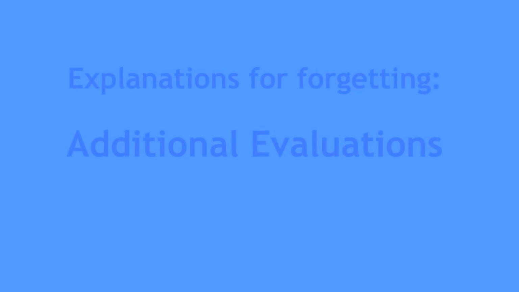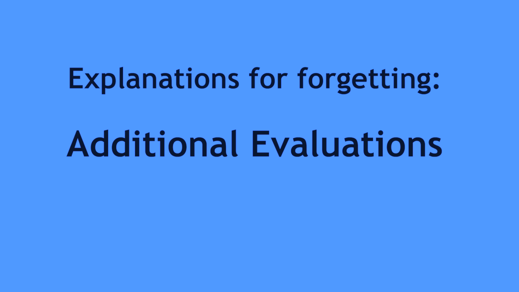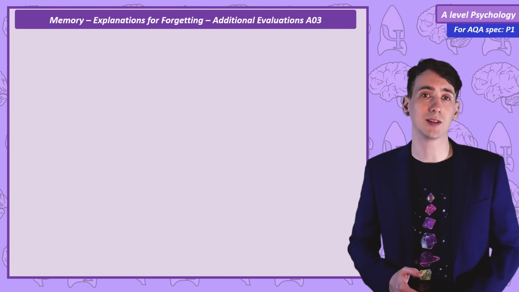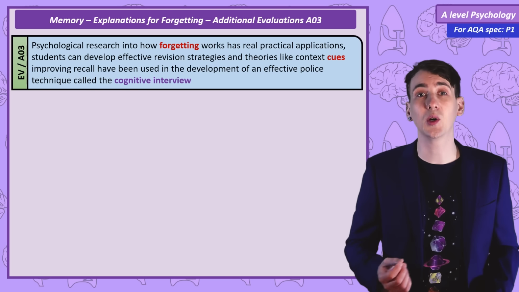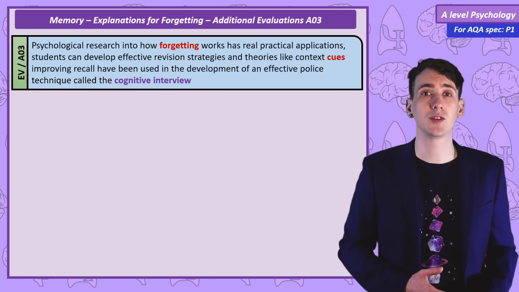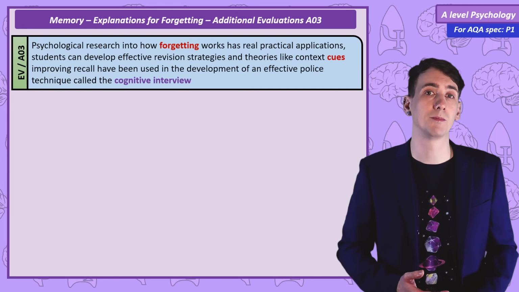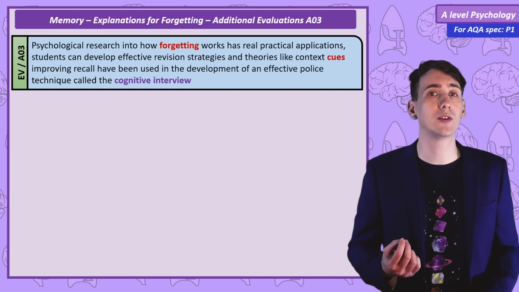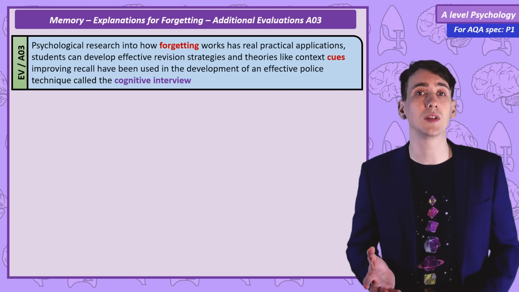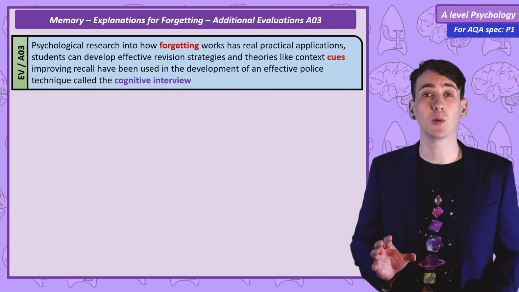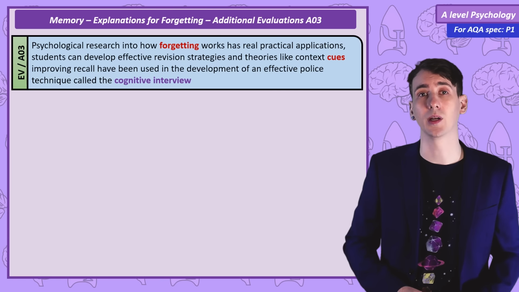Additional evaluations for explanations for forgetting. Now let's think of some additional evaluations. Well, first of all, research on how forgetting works has real practical applications, such as revision strategies for students, and helping police get more accurate eyewitness testimony, with findings from cue-dependent forgetting being used in the cognitive interview, a technique we're going to cover at the end of the memory unit.